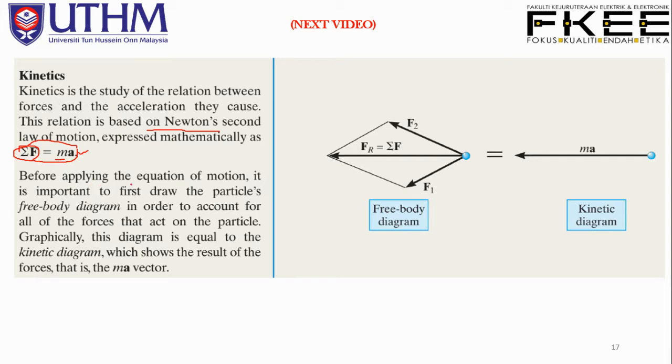Alright, before applying the equation of motion, it is important to first draw the particle's free body diagram. This is what it means to account for all the forces that act on the particle. We can easily see from here the particle in blue color, which has been applied with a certain level of force, resulting in the output forces F1 as well as F2. This may cause the acceleration to happen if we cross over to the kinetic diagram later on.